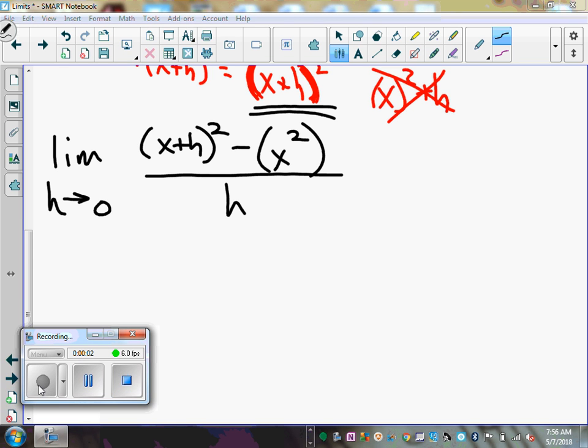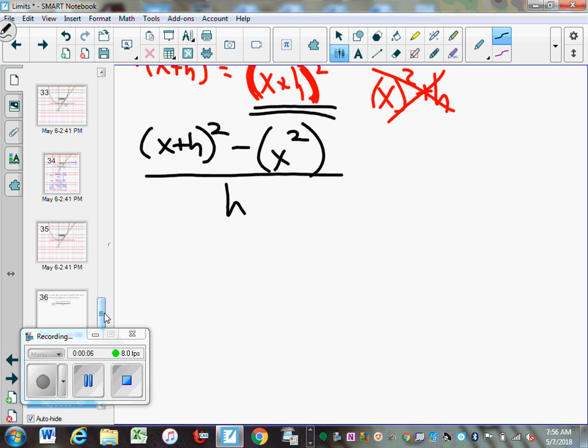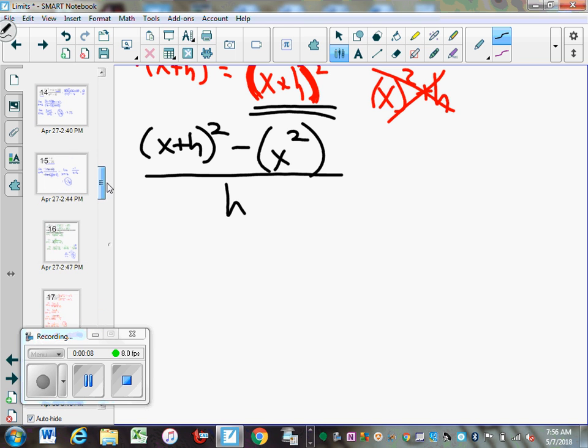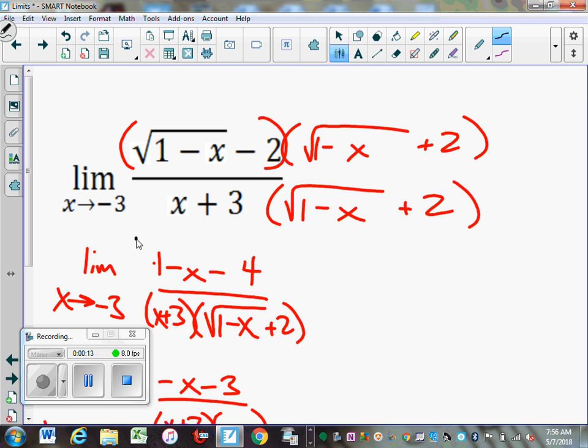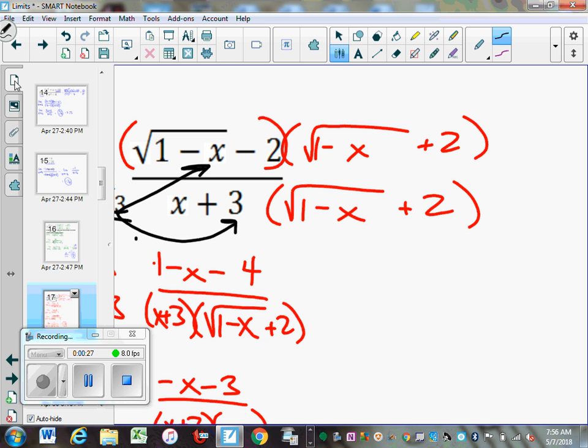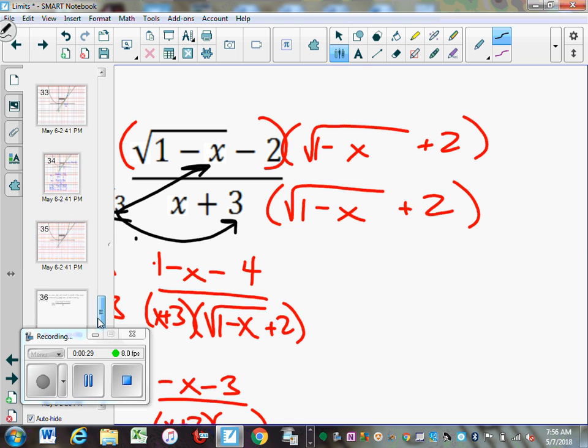Okay, so now we're in the same spot that we were in last week when we were doing problems like this, right? The difference is we were evaluating as x approaches a value, but I couldn't plug that value in here and here because that would give me 0 over 0.